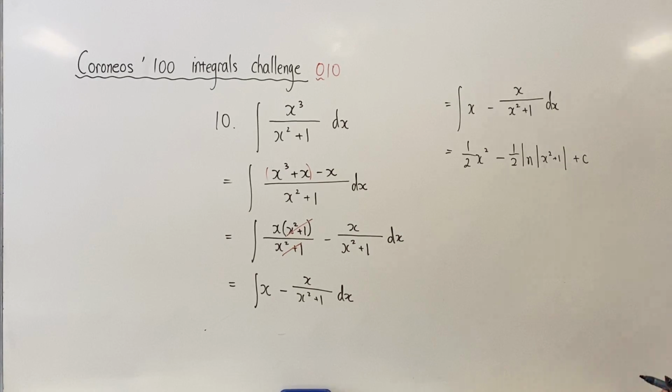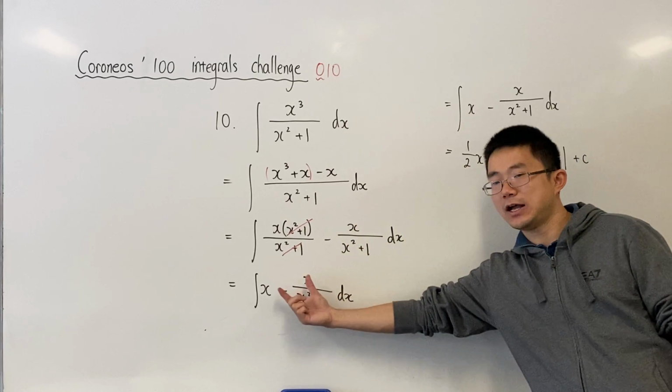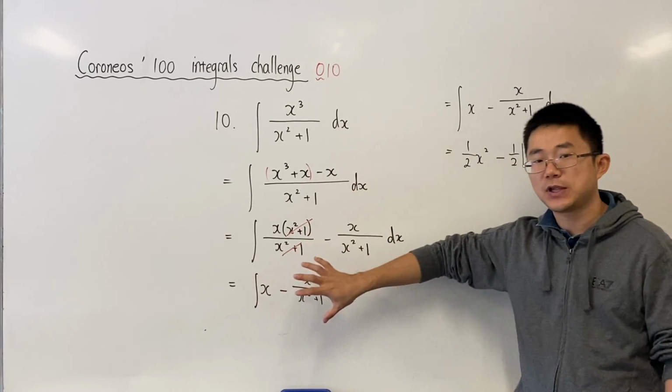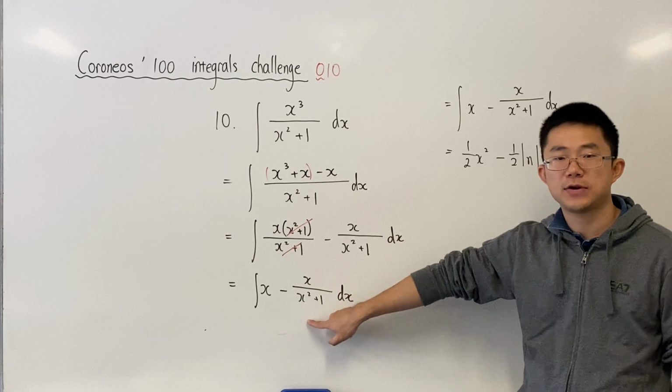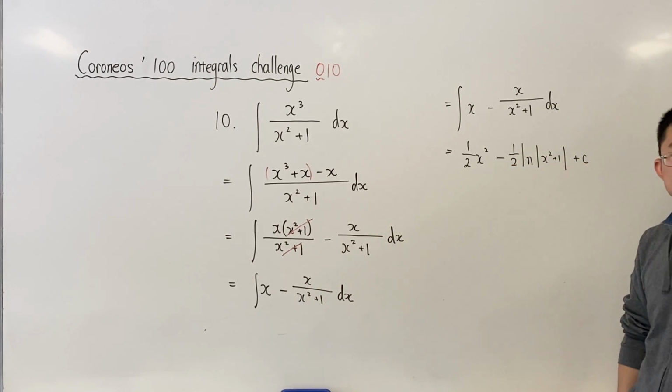So this is question 10. Very interesting. You can either use the long division method to create two terms, or you can use an algebra method to create two terms. So you have a smaller power on the top comparing to the denominator. Then you can apply the logarithm method to solve this question.